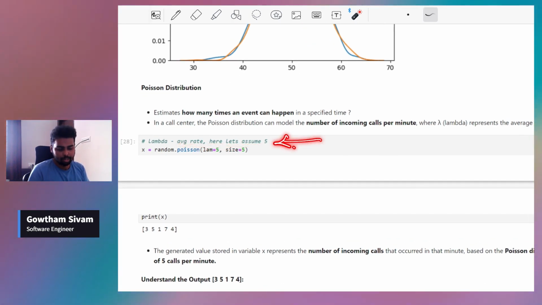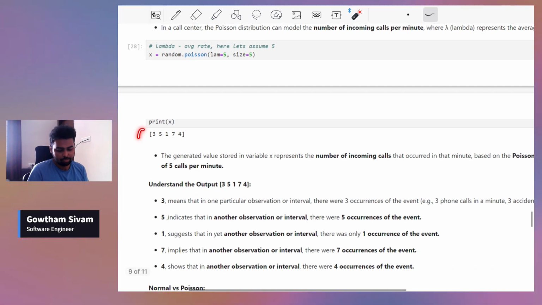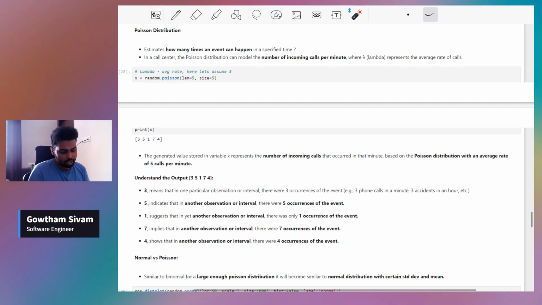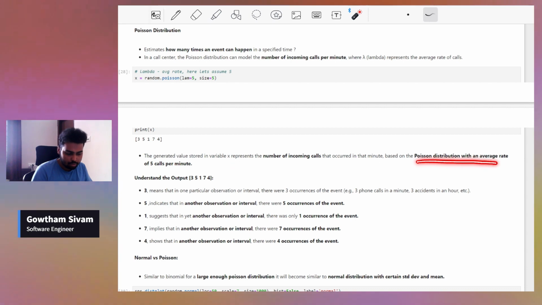Let's assume that to be 5 here. So lambda is equal to 5 and size is once again the number of results that you need, where there will be 5 values mentioned. The generated values stored in variable X represent the number of incoming calls that occurred in that minute, based on the Poisson distribution with the average rate of 5 calls per minute.